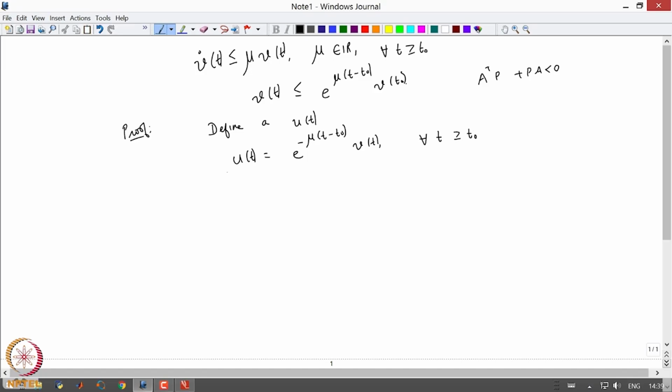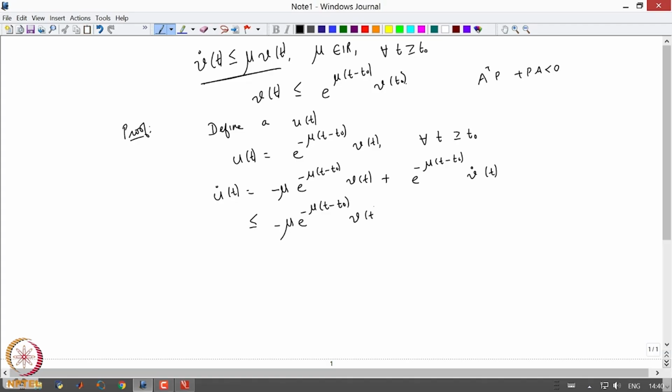Okay, so I will just take the derivatives on both sides. This will be u dot of t is minus mu e power minus mu (t minus t naught) V of t plus the same thing, e power minus mu (t minus t naught) V dot of t. Okay, what do I know of V dot of t? V dot of t satisfies this, which is actually given to me. So, this will be less than or equal to minus mu e power minus mu (t minus t naught) V of t plus e power minus mu (t minus t naught) times V dot, which is mu V of t. So, this is equal to 0.